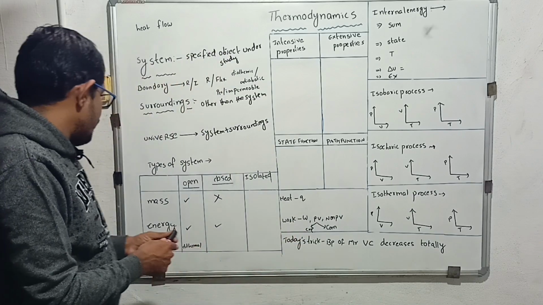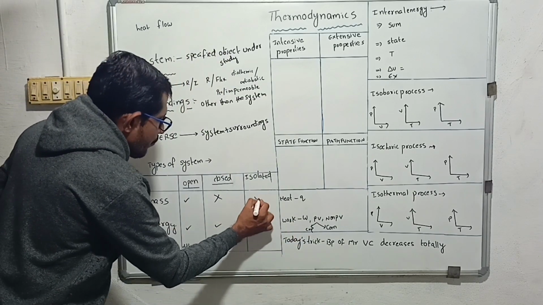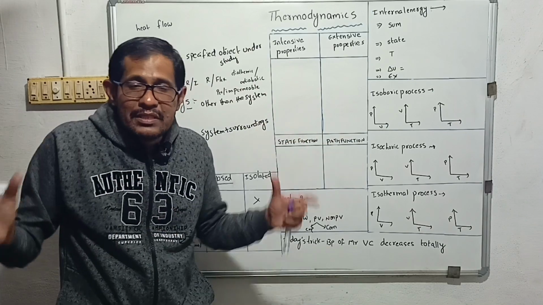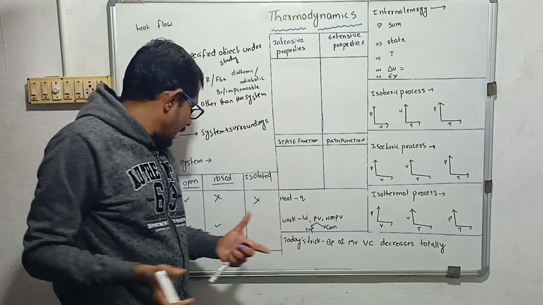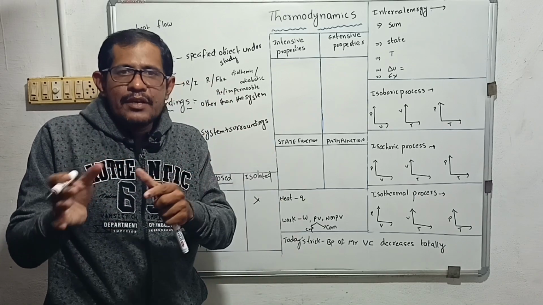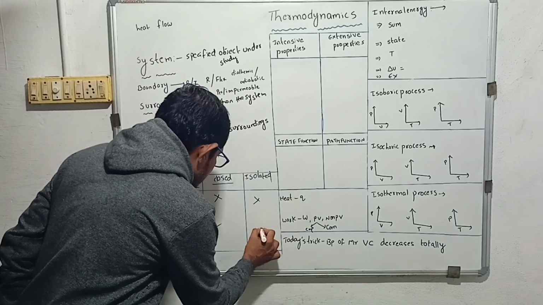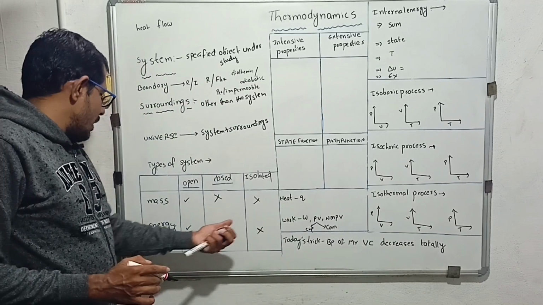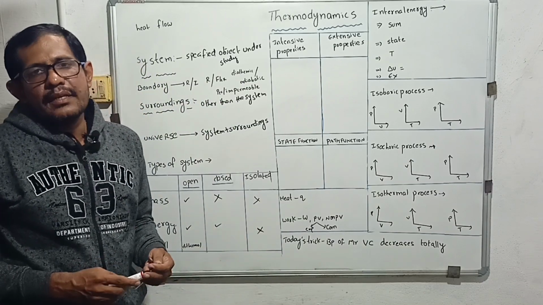So in an isolated system, mass is also not exchanged. Why? Completely closed, so there is no chance for mass to escape. And coming to the energy, it is completely adiabatic. It does not allow the heat to pass through it. So energy also doesn't go out. So there is no exchange of heat in an isolated system.